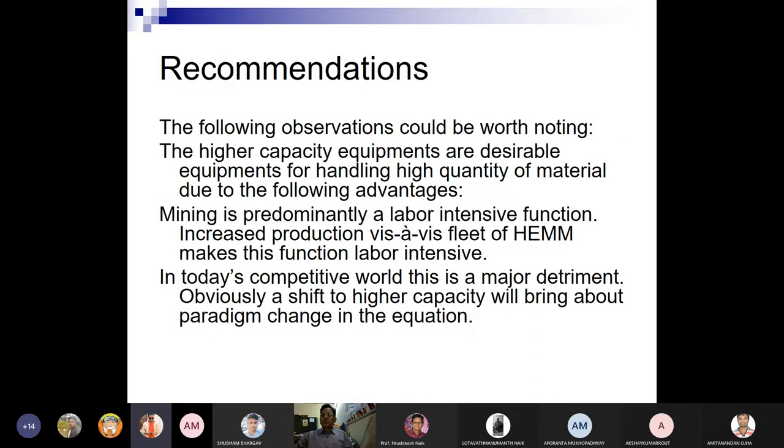So at the end of this study, we recommend that the following observations should be worth noting. The higher capacity equipments are desirable for handling high quantity of material due to the following advantages. Mining is predominantly a labor-intensive function. Increased production vis-a-vis fleet of heavy earth-moving machinery makes this function labor-intensive. In today's competitive world, this is a major detriment. Obviously, a shift to higher capacity will bring about paradigm change in the equation.